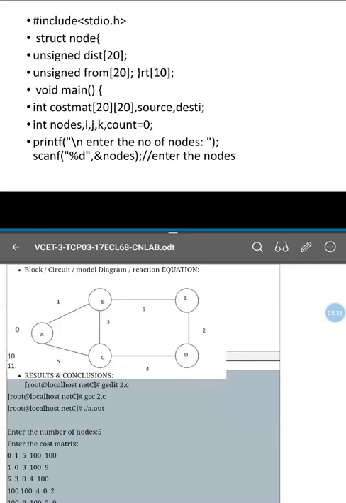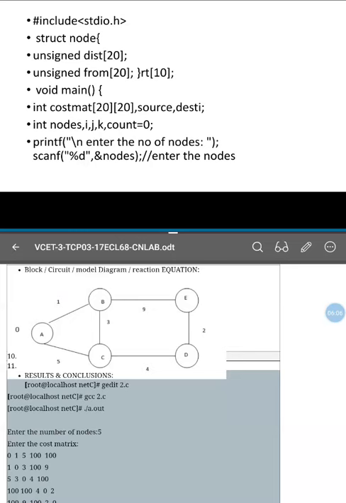Now, in the case of this figure shown here in the manual, this is an example which consists of 5 nodes, A, B, C, D, E. The distance from A to A is 0, A to B is 1, A to C is 5, and A to E and A to D are not directly reachable at the first step.